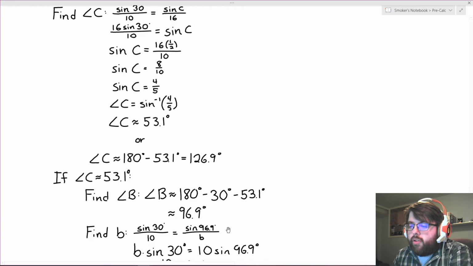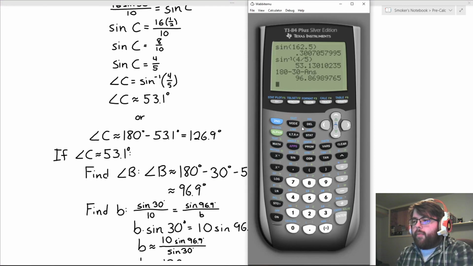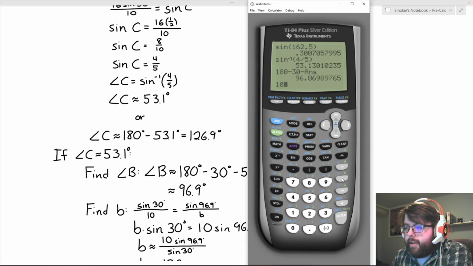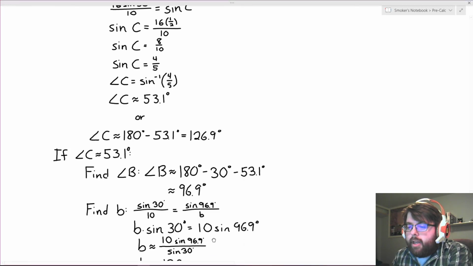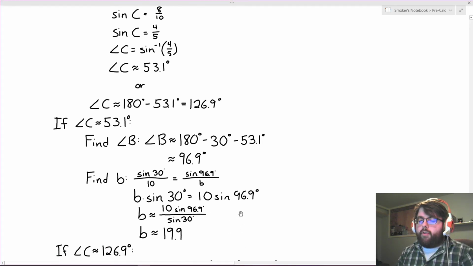So when I go to solve this, let me just go down here. I cross multiplied and then divided both sides by 30. So I'm going to do 10 times sine of second answer. Okay, and then I'm going to do divided by sine of 30, and 30 was exact, to get 19.85, which rounds to 19.9. But you've got to be careful and use exact, or use the calculator's rounded, not just one decimal place. Okay, so I just solved this triangle for if the angle C was 53.1.